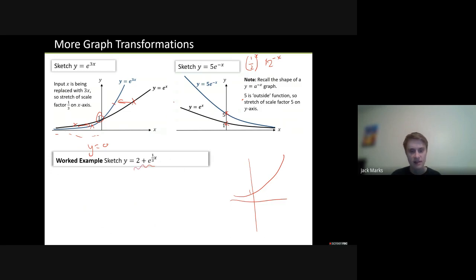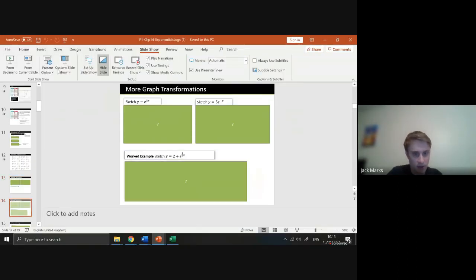If you have something like this, consider doing this part first and then this part next. So you could read this as e to the third x plus 2. So I would do the e to the third x element, which is going to be stretch it by a factor of 3 in the x direction. And then I will shift the whole thing up by 2. So let's show you a neat example of that one there.